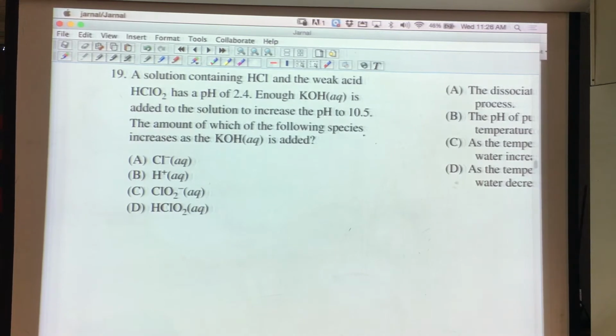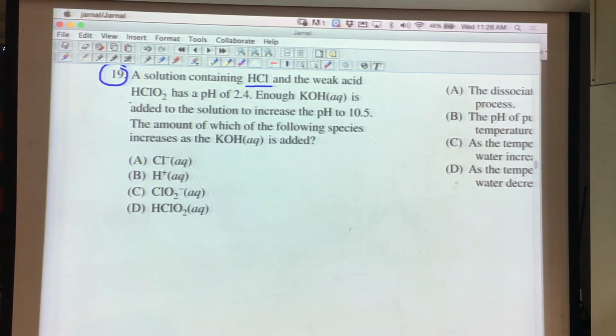Here we go. I've been waiting for an acid-base question. Yes. Okay, another acid-base question. A solution containing HClO2, ooh, that's an acid because I see an H in front. Is that a strong acid? No, it's a weak acid, okay? Has a pH of 2.4. If enough base is added to a solution to increase the pH to 10.5, the amount of which of the species increases as KOH is added.